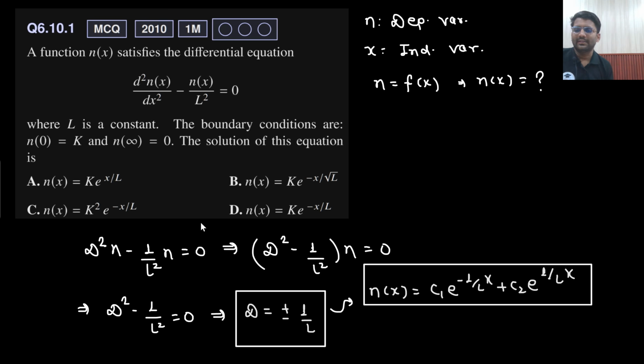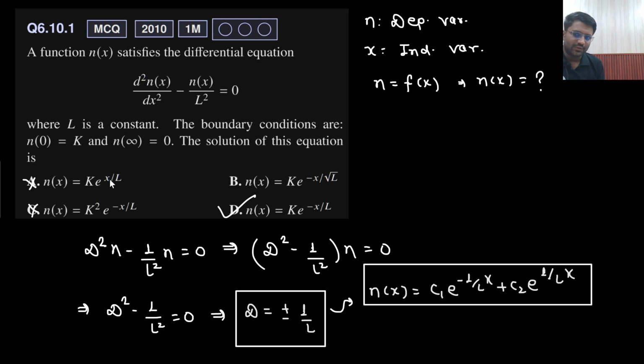K e to the power minus x by L. You can check: if I put x equals to 0, the value is k. If I put x equals to infinity, the value is 0. Is that understandable to you or not? Okay, very simple. These two options you could have cut directly as well. A and C could be cut directly.